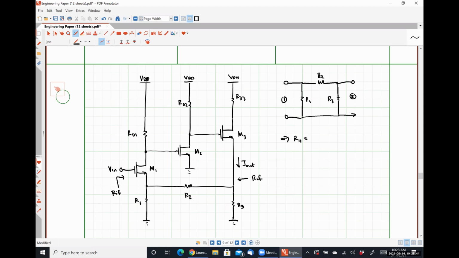All right. So R11, again, is determined by looking into port 1 with port 2 open circuited. So what would we see? That is correct. R1 in parallel with the series combination of R2 and R3, and therefore R22, which we look into port 2 with port 1 open, is then just going to be R3 in parallel with a series combination of R1 and R2.